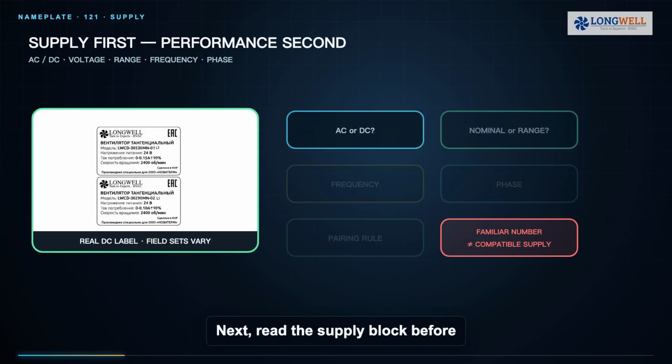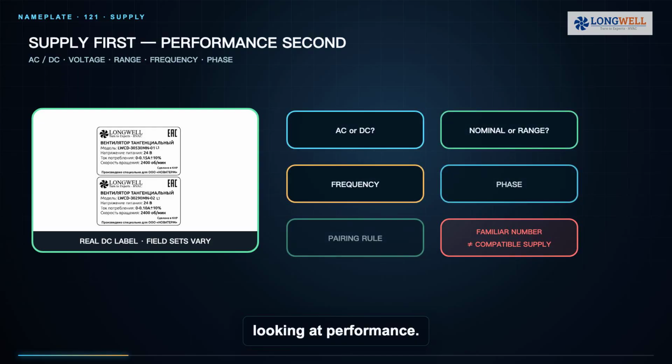Next, read the supply block before looking at performance. Distinguish AC from DC, nominal value from permitted range, frequency from speed, and single phase from three-phase where the label states it. A dual frequency or /separated row may pair with other values, but the pairing rule comes from the exact manual or table. Never connect a supply because one voltage number seems familiar.